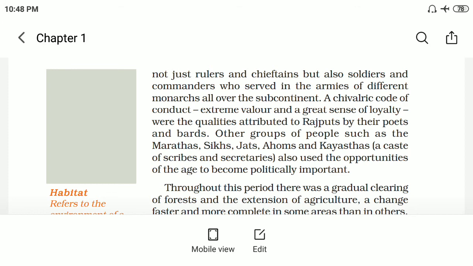A chivalric code of conduct, extreme valor, and a great sense of loyalty were the qualities attributed to Rajputs by their poets and bards. Other groups of people such as the Marathas, Sikhs, Jats, Ahoms, and Kayasthas, a caste of scribes and secretaries, also used the opportunity of the age to become politically important. So groups of people became more important over a period of time.